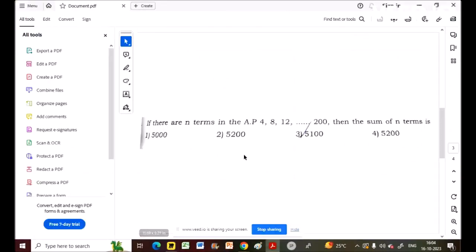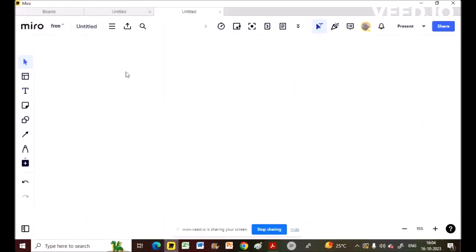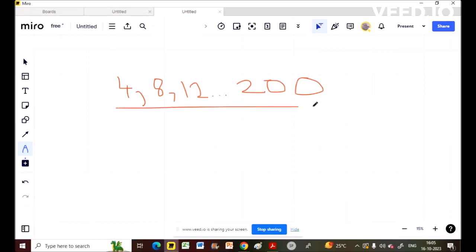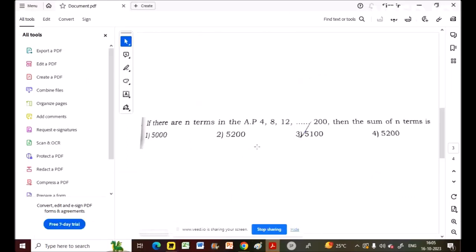The problem is, first we'll write the arithmetic progression here: 4, 8, 12 till 200. So this is the arithmetic progression, right? Sum of n terms they are asking. We don't know how many terms are there in it, right? But we know the last term is 200.